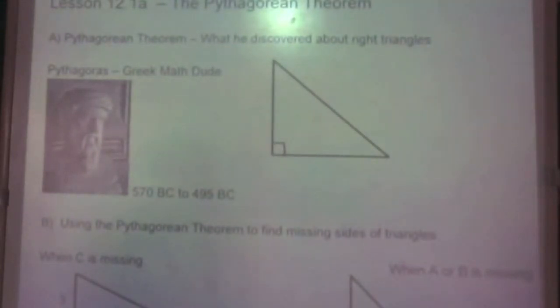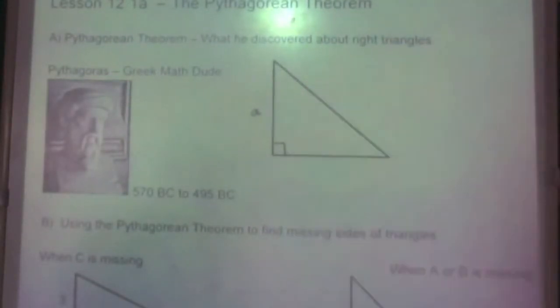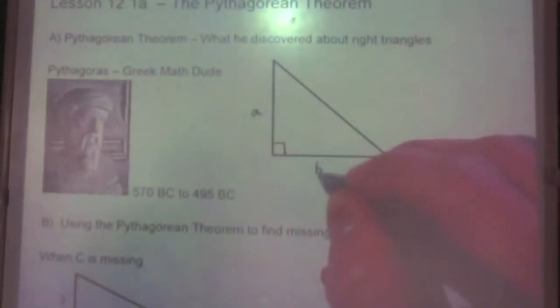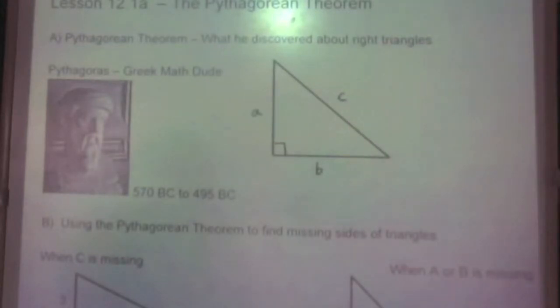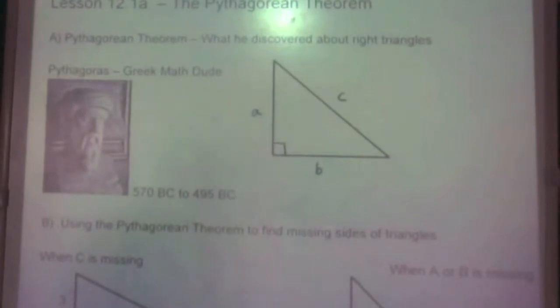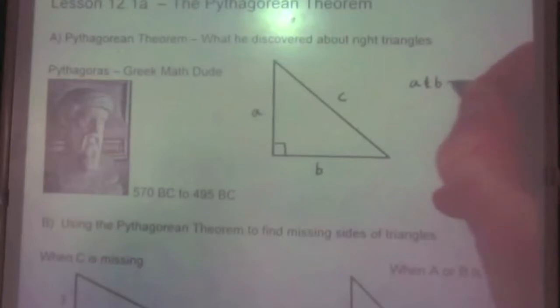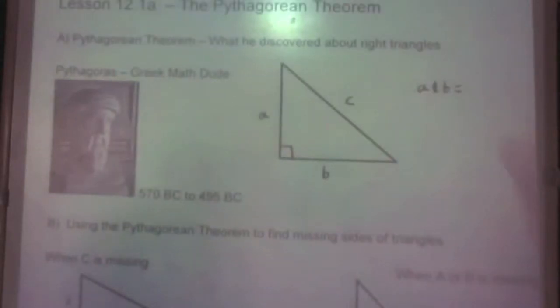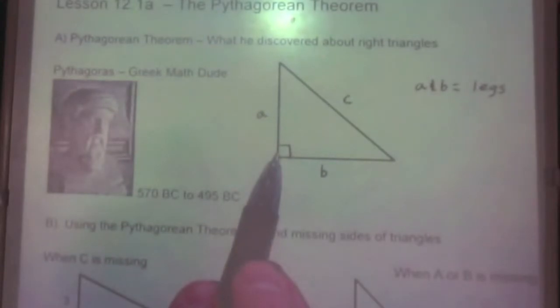He took this triangle and he labeled one of the sides A, another side B, and the last side C. He called A and B the legs of the triangle. A and B are the legs, and the legs are the two sides that make the right angle. So A and B make this right angle here.